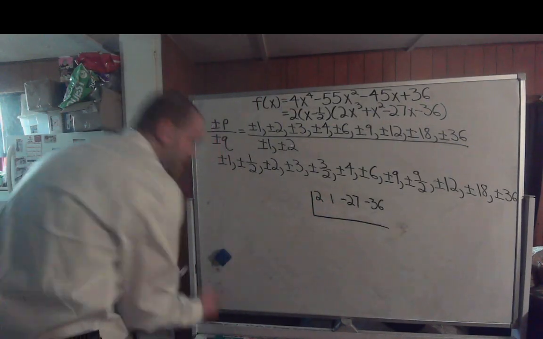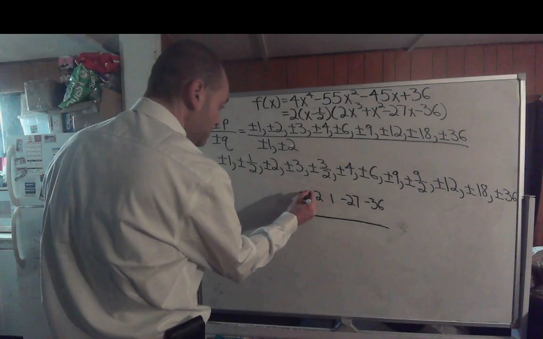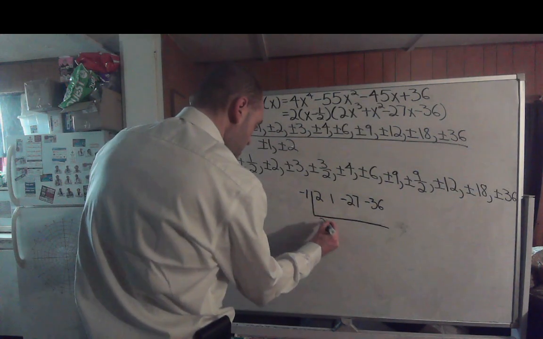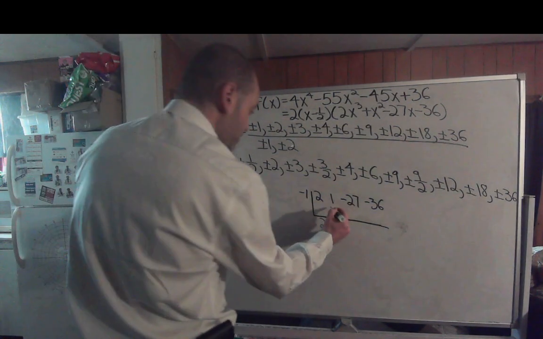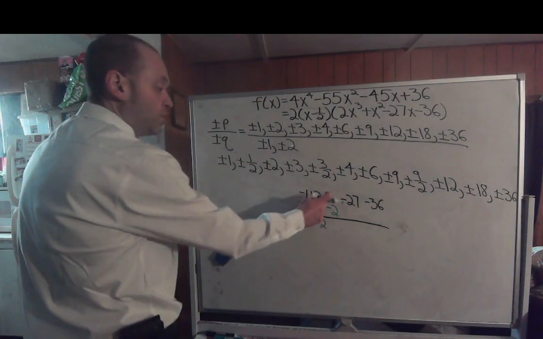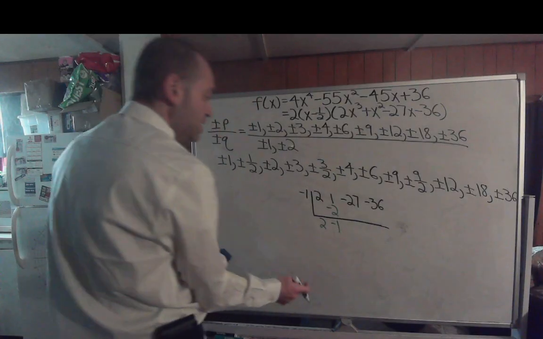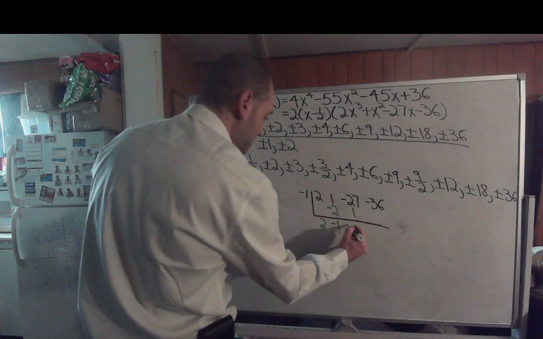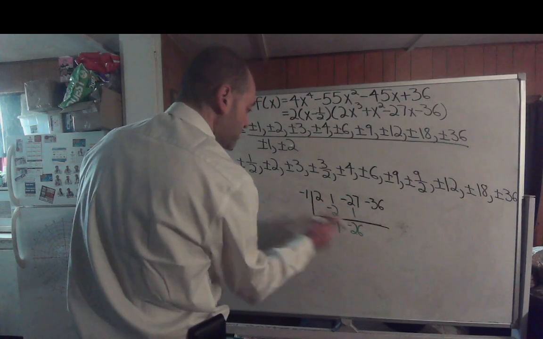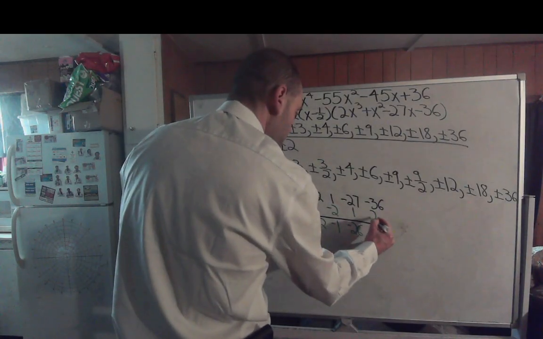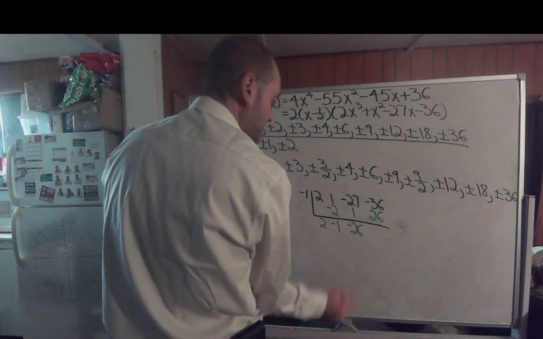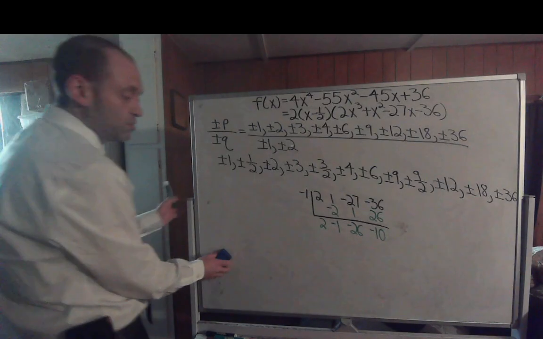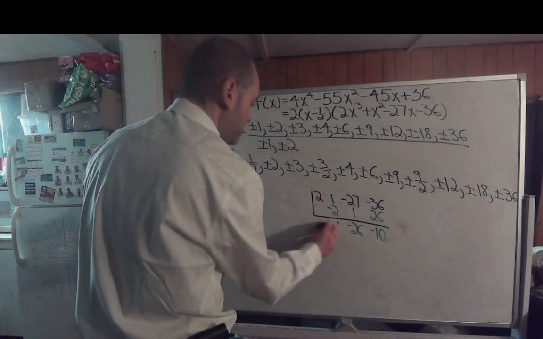All right, let's try negative 1. Again, it is a bit of trial and error sometimes. So bring down your positive 2. Negative 1 times 2 is negative 2. 1 minus 2 is negative 1. Negative 1 times negative 1 is positive 1. Negative 27 plus 1 is negative 26. Negative 1 times negative 26 is 26. Negative 36 plus 26 is negative 10. You have a remainder of negative 10, which means that's also not a possible solution.